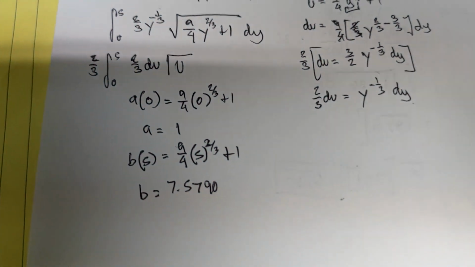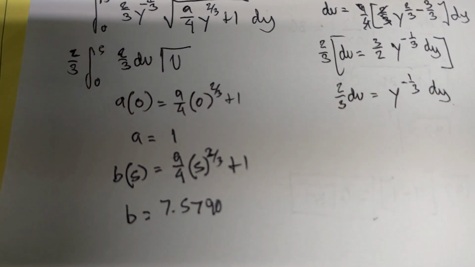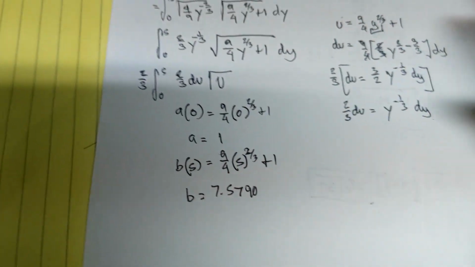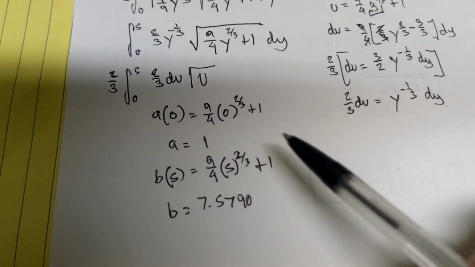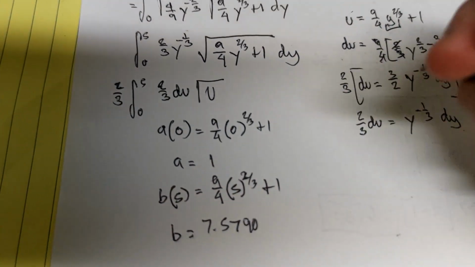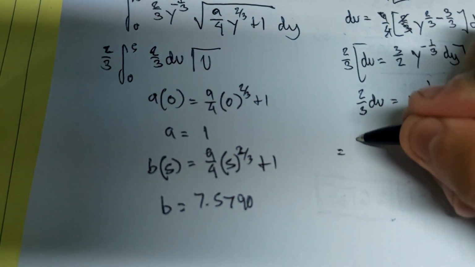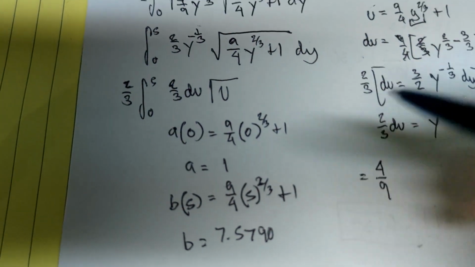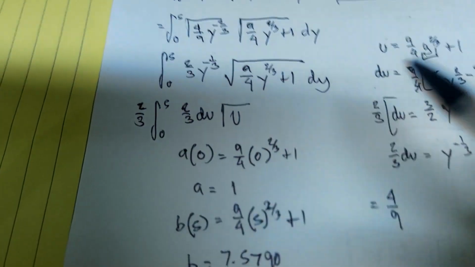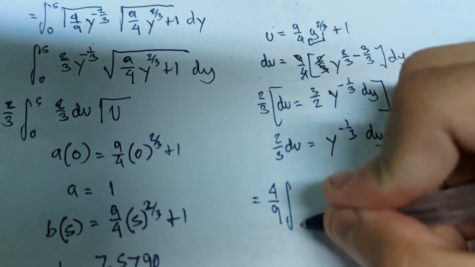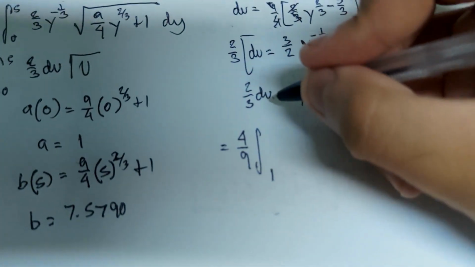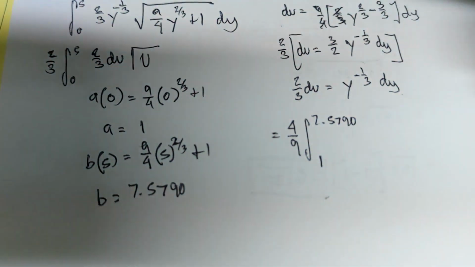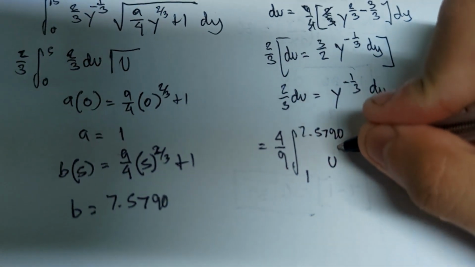So our b will become 7.5790. Okay, and then we can now substitute our limits, which are the new values of our a and b. From here, when you multiply this, we'll get 4/9 integral of 1 to 7.5790, u raised to 1/2 du.